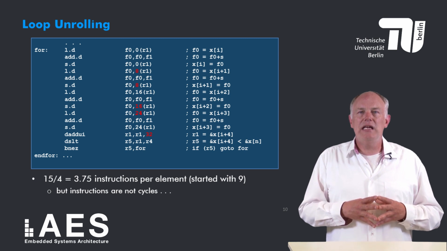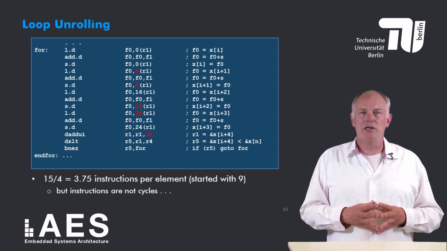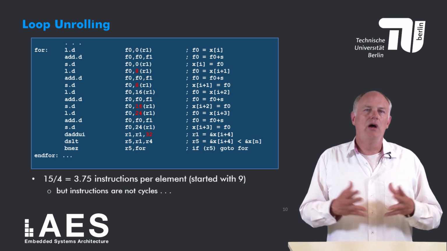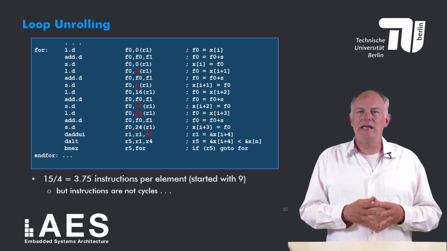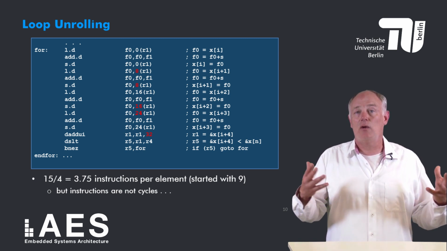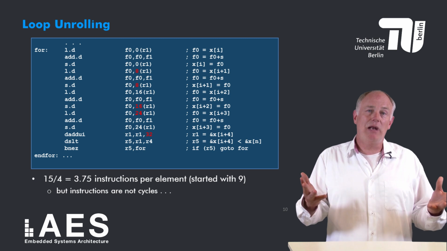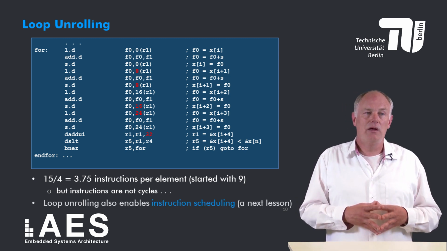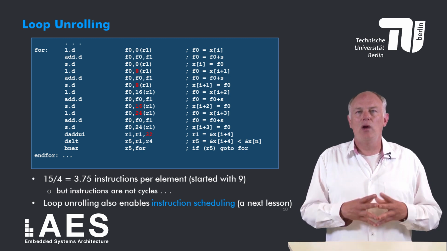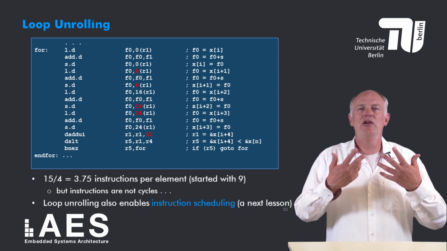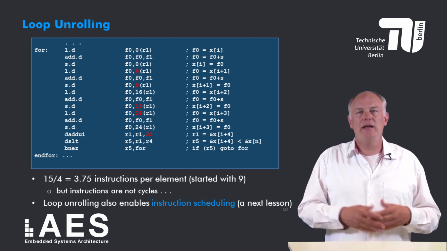Now we need 15 instructions to process 4 elements. In other words, we need 3.75 instructions per element. Our original code required 9 instructions per element, so we have reduced the number of instructions by a factor of 2.4. As explained in a previous lesson, however, instructions are not cycles. Another advantage of loop unrolling, besides reducing loop overhead, is that it allows instructions to be rescheduled. More about that in the next lesson.